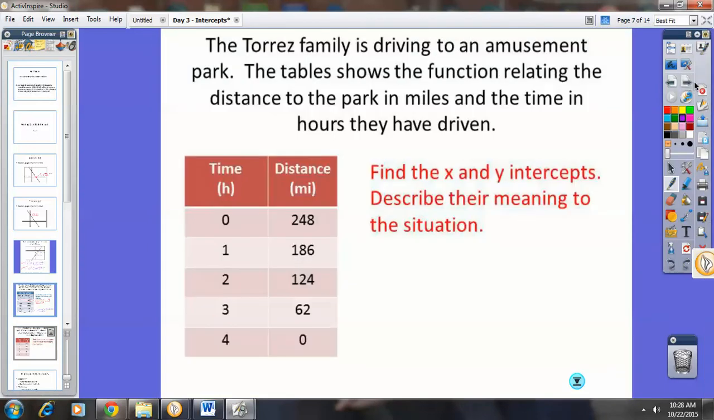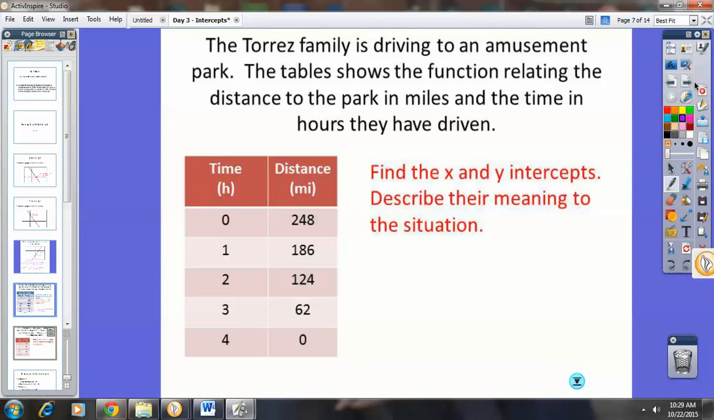Let's look at another one. This description says the Torres family is driving to an amusement park. The table shows the function relating the distance to the park in miles and the time in hours they have driven. So they're starting off in their driveway. No time has passed. They're in the car, getting ready to go. How many miles do they have left to go? 248. Some time is going to pass. Looks like 4 hours passed, and they have arrived at their destination.